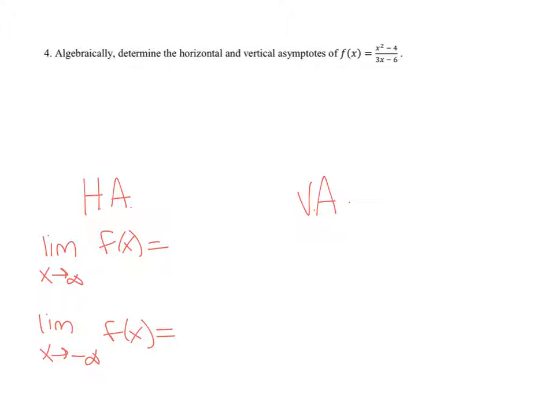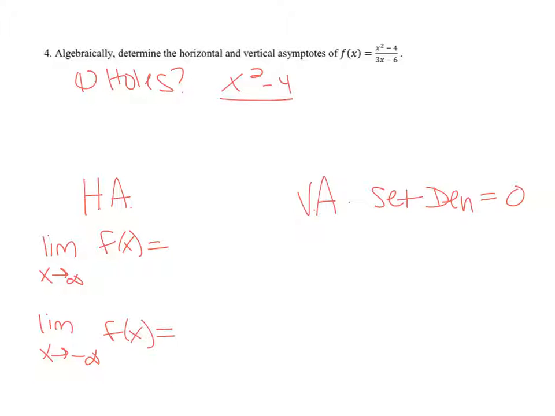For vertical asymptotes, what we got to do is set the denominator equal to 0. But the first thing you always have to check is if you have holes in your graph. And the way that you check that is you go to your original equation and you have to factor this thing.